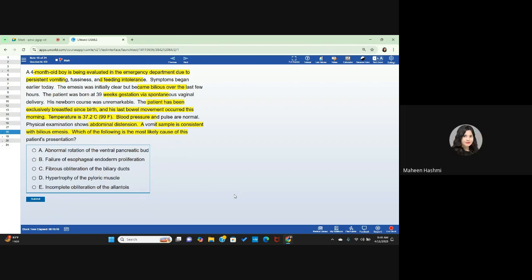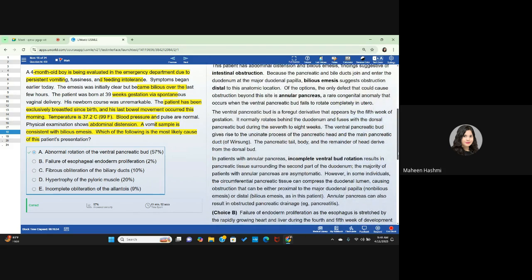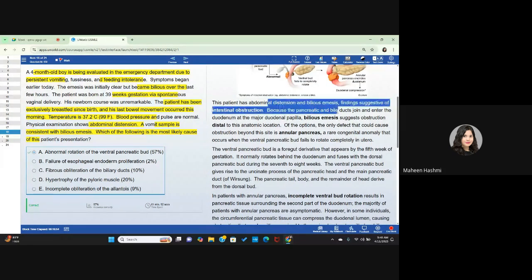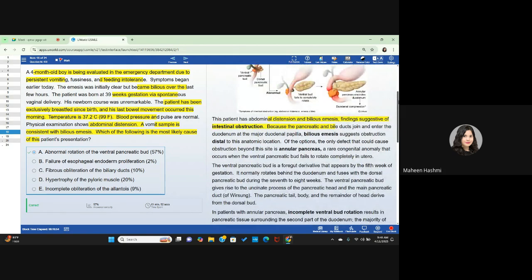So what do you think the answer is? A. A, abnormal rotation of the ventral pancreatic duct. Again, it means that there was some annular pancreas development. Because the patient had abdominal distension and bilious emesis, they were suggestive of some sort of intestinal obstruction. And the only defect that could cause obstruction beyond the site is the annular pancreas. It's a rare congenital anomaly that develops in utero.